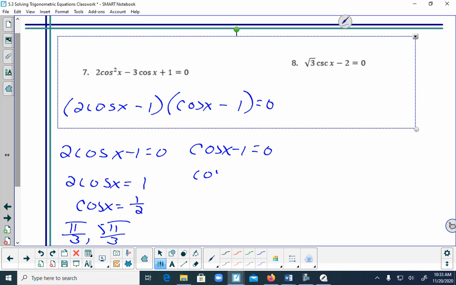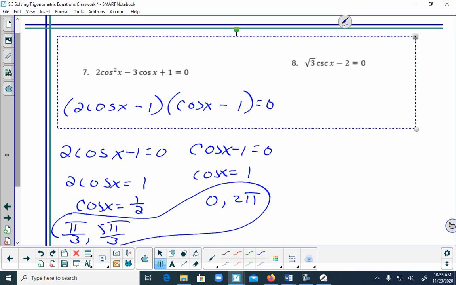And then cosine x is equal to positive 1. That happens at 0 and 2 pi. And those are going to be my solutions for that one.